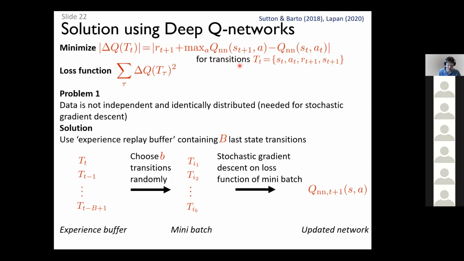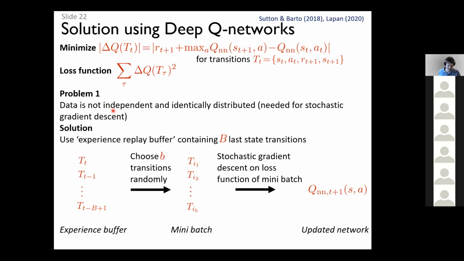And we want to minimize this for all transitions or many transitions from one state to another. So these are these quadruplets that are generated by this reinforcement learning scheme we have looked at before. So we want to minimize the loss function where we sum over many transitions.